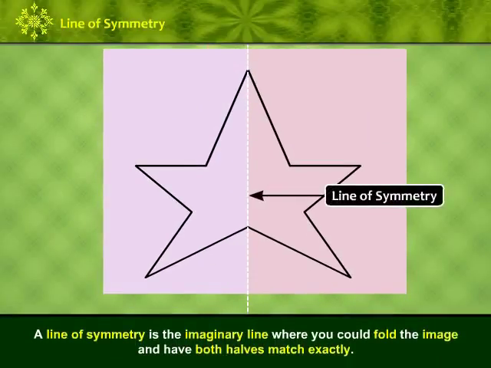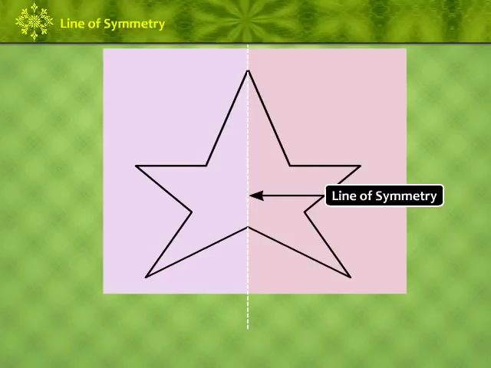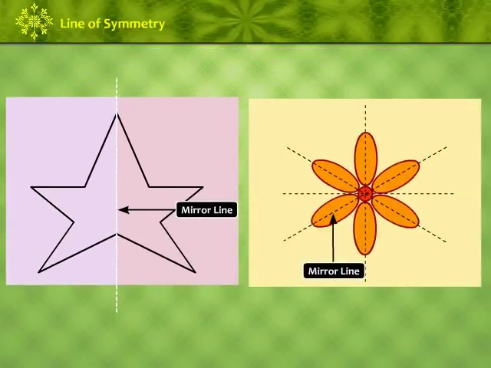A line of symmetry, shown here in white, is the imaginary line, where you could fold the image and have both halves match exactly. Here we can see that the one half of the image is the reflection of the other half image. It is also known as mirror line. The line of symmetry, also called the mirror line, can be in any direction. Let us learn line symmetry with one more example.